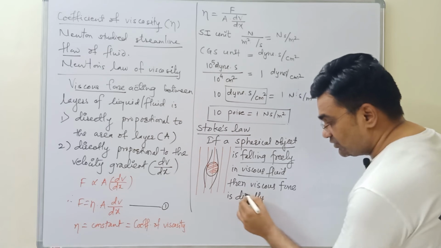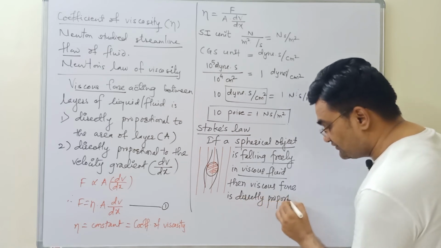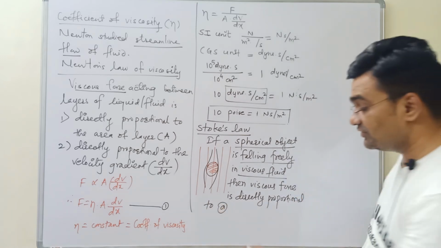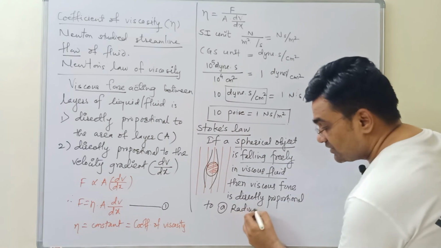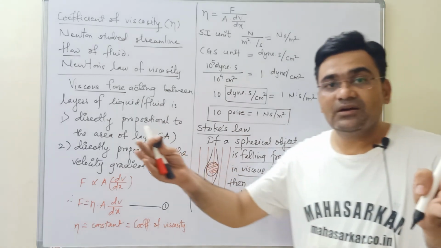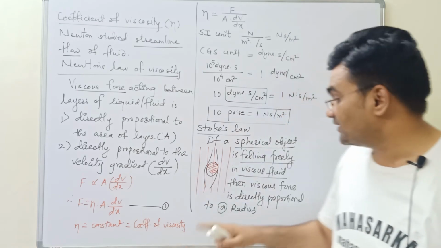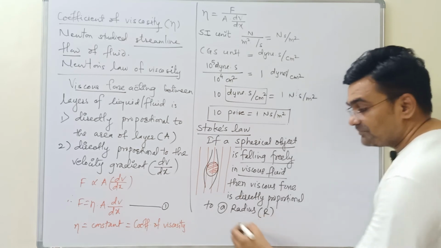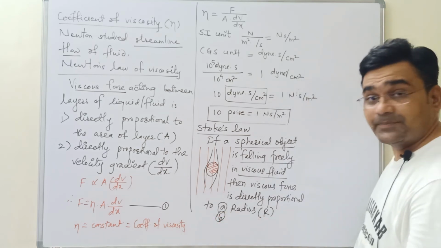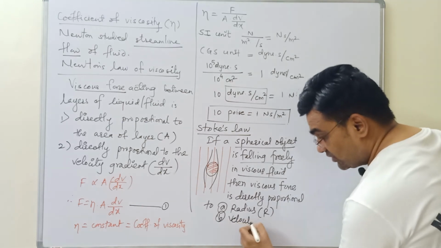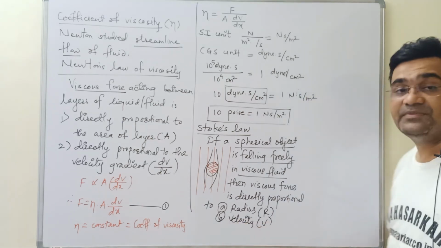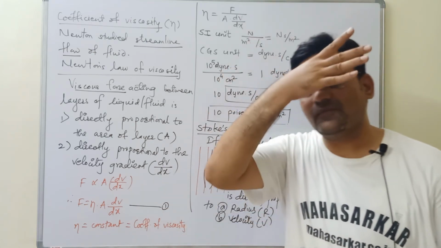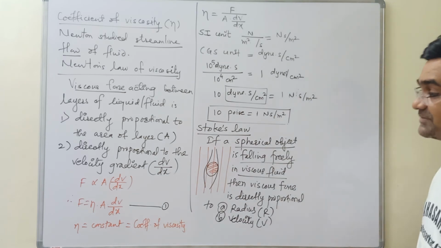acting on the object is directly proportional to, first factor, the radius of the object. More the radius, more will be the surface area in contact with the fluid, and therefore more will be the opposition. Second, the force is directly proportional to the velocity v of the object. More the velocity, more the downward force; to balance that, more upward force is exerted by the fluid.